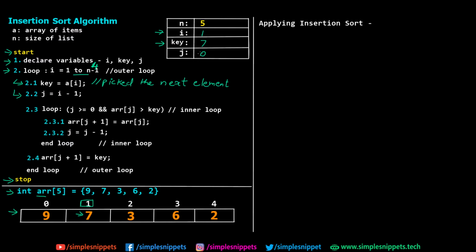So j is storing 0. Okay. So far so good. Let's move on to step number 2.3. At step number 2.3, we are having an inner loop, right? Which is a loop inside this loop.